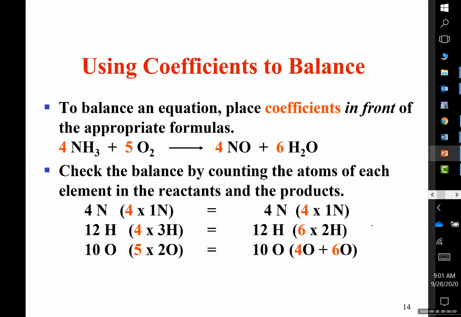So this is the reaction of ammonia. Remember, ammonia reacting with oxygen, making nitrogen monoxide and water. It's a chemical reaction which has been experimented, is happening. We write chemical reactions based on experimental results.